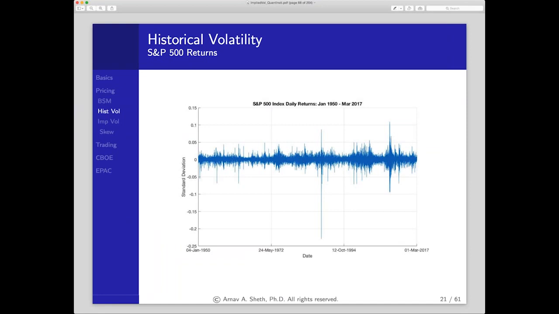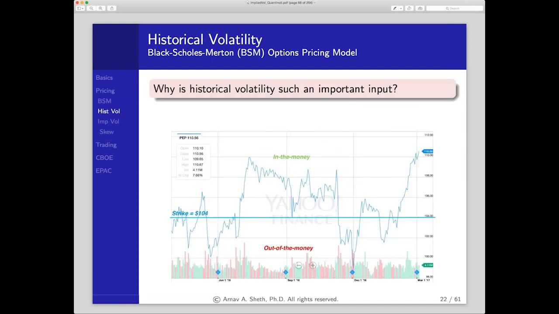So here we have the daily returns of the S&P 500, and you can see that from 1950 to 2017, they have fluctuated quite a bit. On some days, they go down to minus 20%, and that's in one day. And on some occasions, they go up to plus 10%. Okay, so there's quite a large variation, and it's never constant. Historical volatility is never constant.